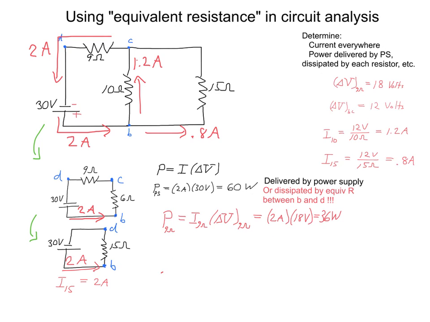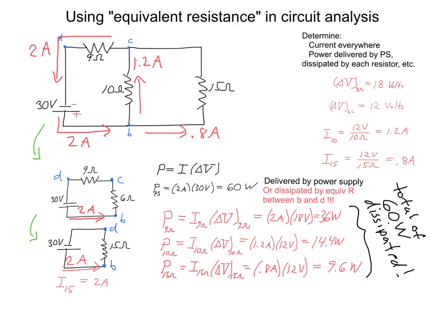First, let's calculate the power dissipated by this 9 ohm resistor. We can use the same formula, I delta V. So for the power dissipated by the 9 ohm resistor, we need the current passing through the 9 ohm resistor, which is 2 amps, and the voltage drop across the 9 ohm resistor, which we earlier calculated to be 18 volts. So we have 2 amps times 18 volts gives us 36 watts dissipated by the 9 ohm resistor. We can calculate the power dissipated by the other two resistors in the same way.